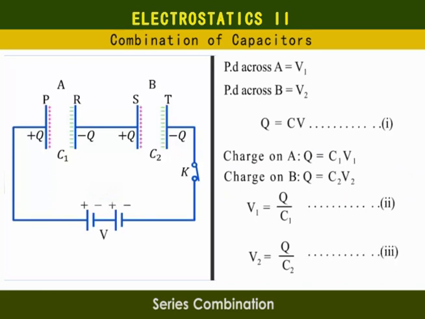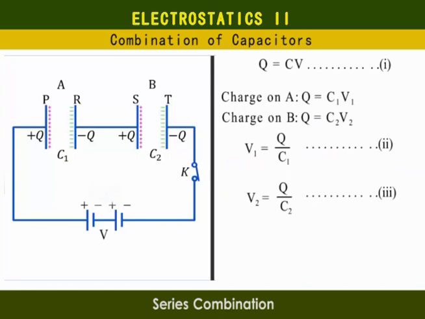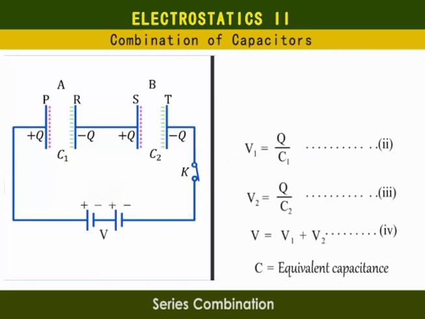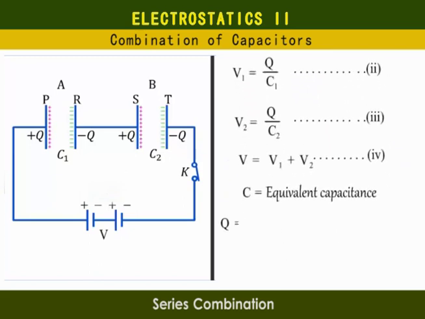Recall that the total potential difference across any number of devices connected in series is the sum of the potential difference across the individual devices. Thus, V is equal to V1 plus V2. Taking C to be the equivalent capacitance of the series combination of capacitors, then we have charge Q is equal to CV. From this expression, we get V is equal to Q over C.